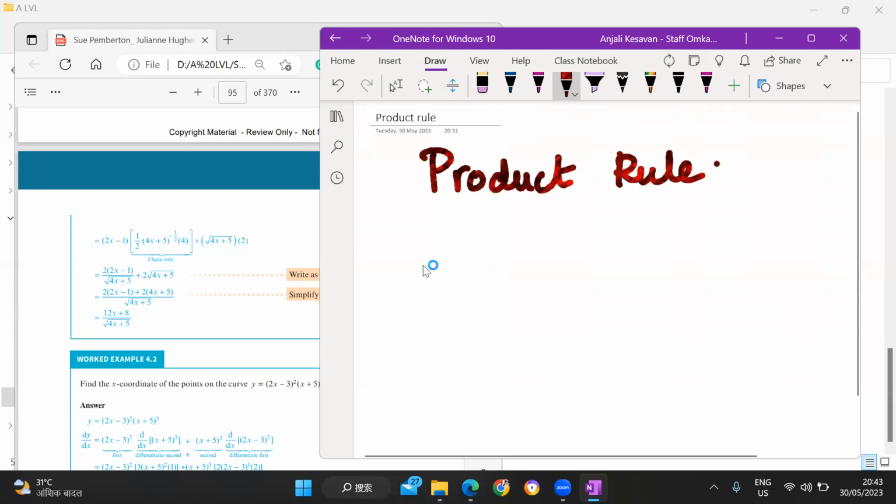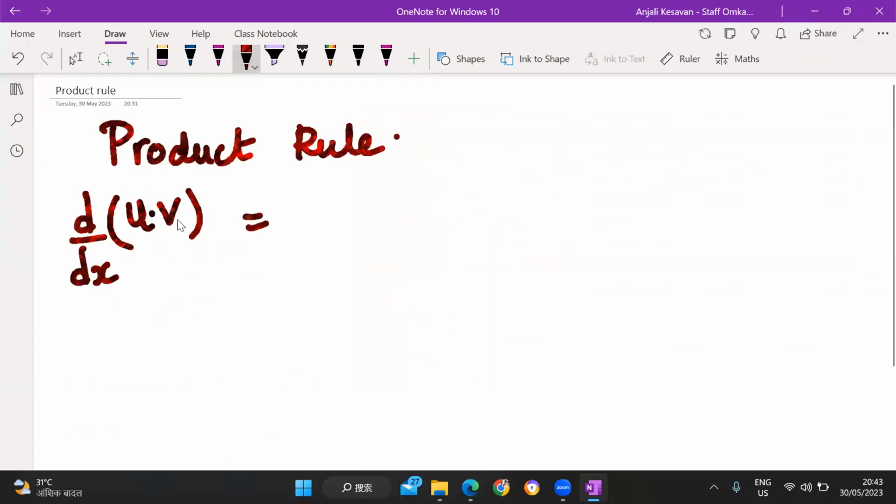What is the product rule? Let's say you have to differentiate two expressions that are multiplied. So let's say you have to differentiate this with respect to x. Then how do you differentiate it? You differentiate it using the formula. You take the first expression, u, multiply it by the derivative of the second, so you have to differentiate v with respect to x. Understand? And then you will add it with the next term.